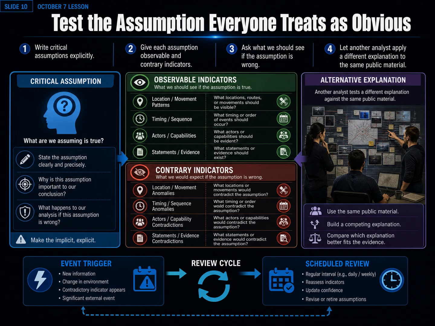Give the assumption observable indicators and contrary indicators. Ask, if this assumption is wrong, what should we expect to see in public information? Then let another analyst apply a different explanation to the same evidence. Critical assumptions need event-triggered and scheduled review, not one-time approval.